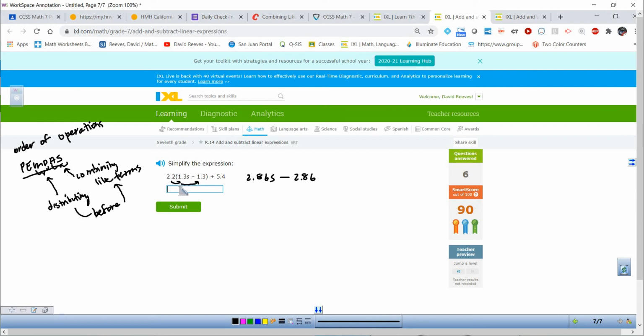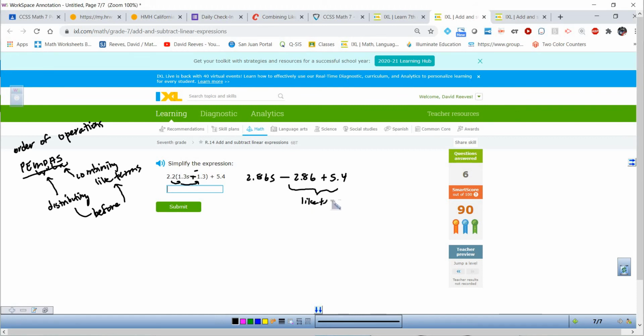All right. Okay, so I distributed 2.2. A positive times a positive is a positive. You could think of this as a positive times a negative is a negative. All right, plus 5.4. Again, that's not really a negative. That is subtraction, but subtracting a positive is the same as adding a negative. So it's just like that. Now I'm going to combine my like terms. These two right here are my like terms.